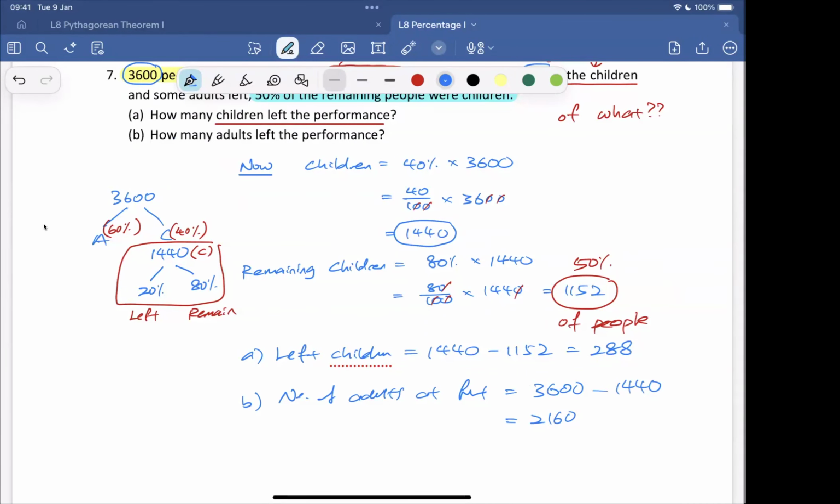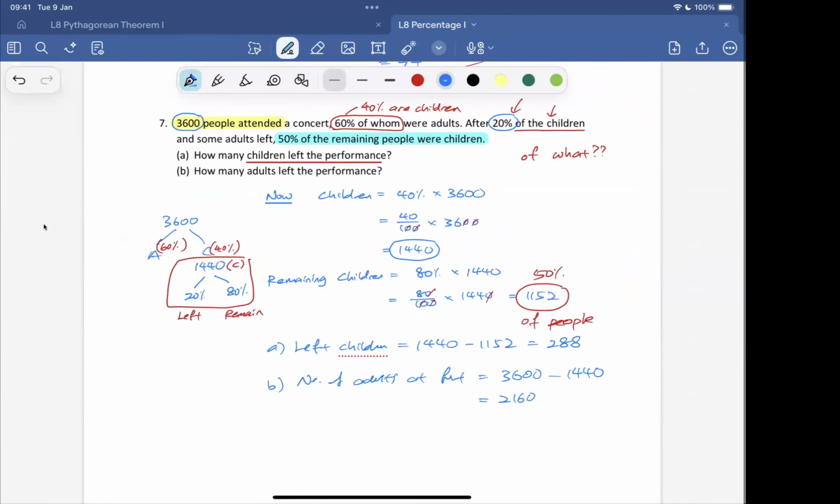No, they're asking how many left, right? I know, but you need to find the original number of adults first, right? Yeah. So this minus 1152. Very good. Number who left is minus 1152. We know that 1008 adults left the auditorium.